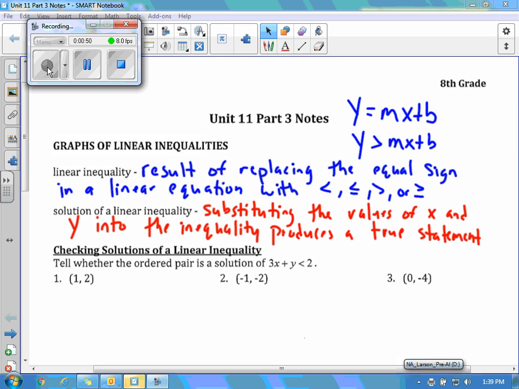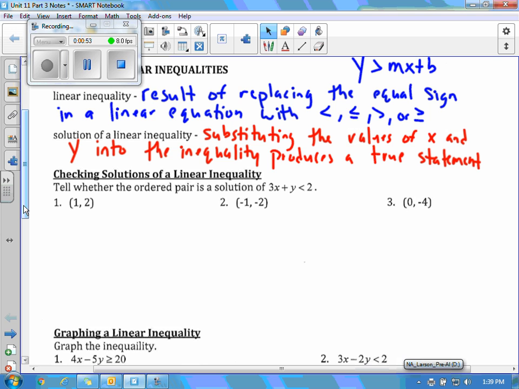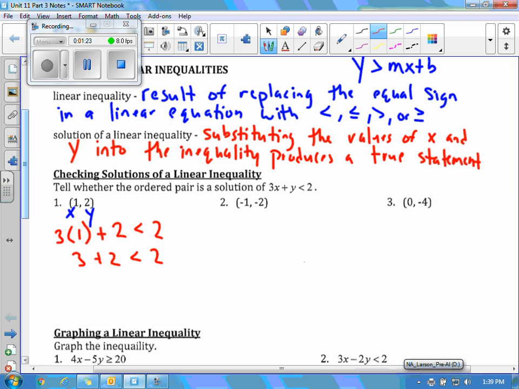So if you look at the first section that says checking solutions of a linear inequality, tell whether the ordered pair is a solution of 3x plus y is less than 2. We're given an ordered pair, and just as a reminder, the first number is x, the second number is y. So we're going to plug those into our inequality and see if it's true. I replace the x with 1 and the y with 2: 3 plus 2 is less than 2. 3 plus 2 is 5, and 5 is less than 2 is a false statement, so this is not a solution.